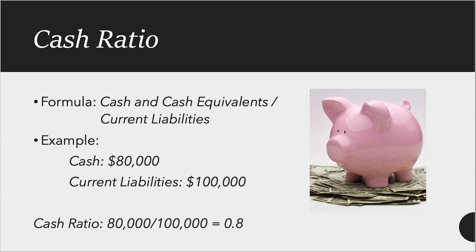Now, let's discuss the cash ratio. The cash ratio is the most conservative liquidity ratio. It only considers cash and cash equivalents compared to current liabilities. The formula is cash and cash equivalents upon current liabilities. If our example company has $80,000 in cash and 1 lakh in current liabilities, the cash ratio will be calculated as 0.8.